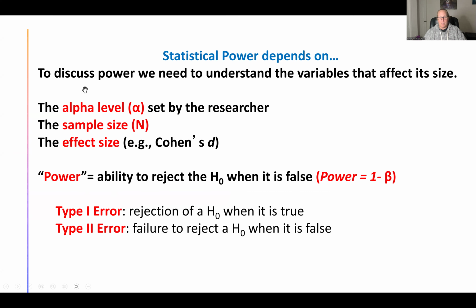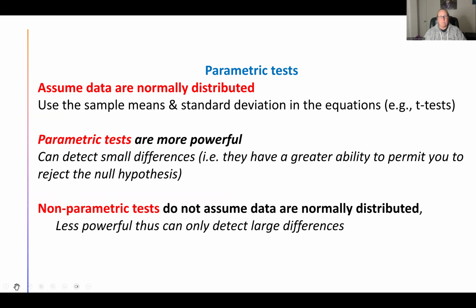These 5 or 6 red things on this slide you need to know. You need to know what the alpha level is, the sample size, what an effect size is, what the power concept is, and what type 1 and type 2 errors are.